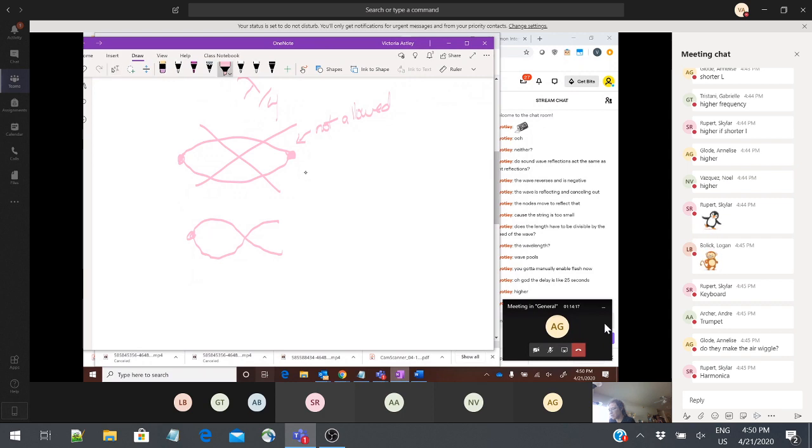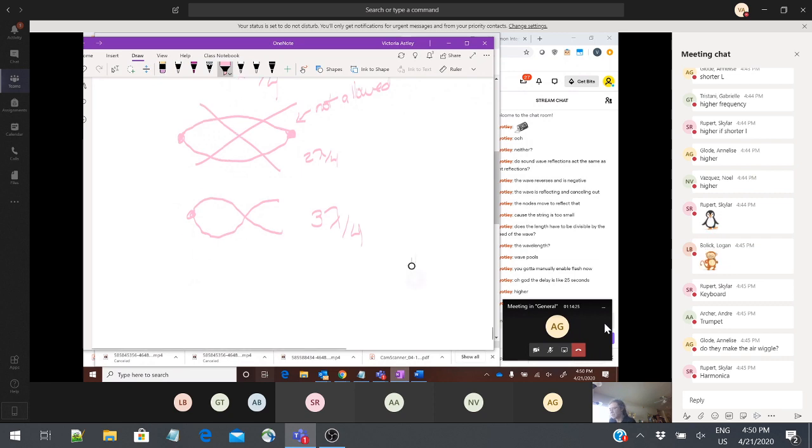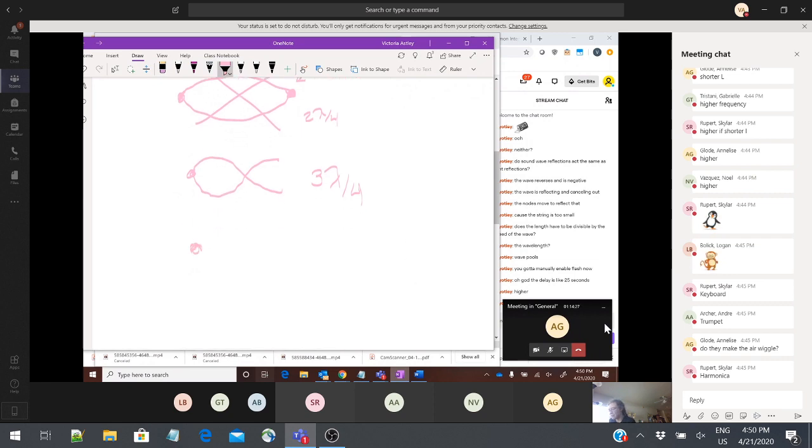Okay, that is 2 lambda over 4. This is 3 lambda over 4. It's 3/4. That's allowed. But if I do lambda, 4 lambda over 4, this is not allowed. It would give me a node at this end, but it can't be.